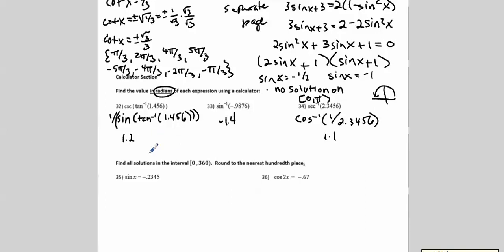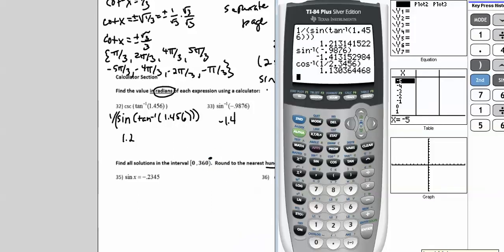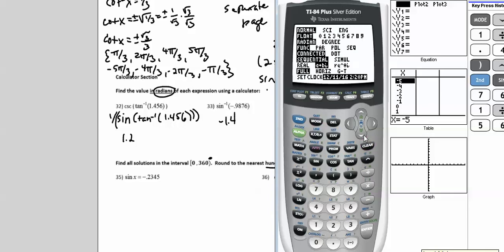Alright, down here, we're going to find all of the solutions to these equations from 0 to 360 degrees. So remember that the inverse trig is only going to give you one solution, and we have to figure out the other solutions. This time it tells us to round to the nearest hundredths place, so we'll do that. And it also tells us that we're working in degrees, so we need to change our calculator mode back to degrees. So let's clear what we have, and we need to go mode and go down to degrees.